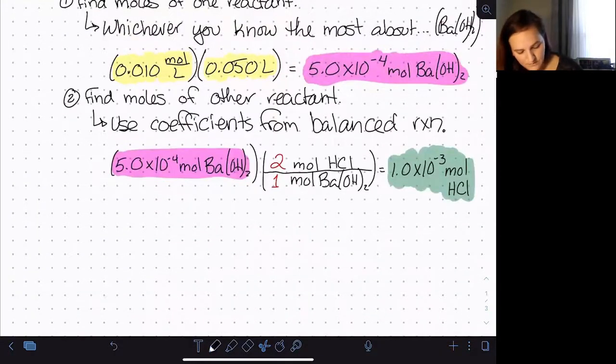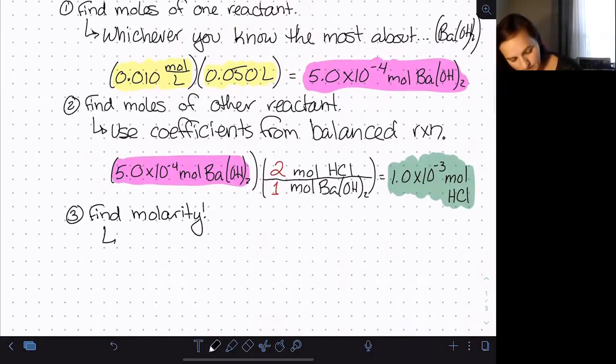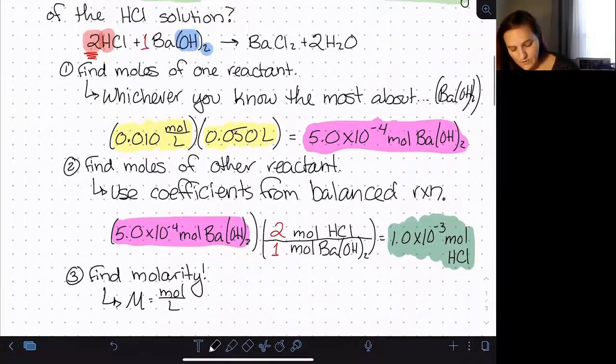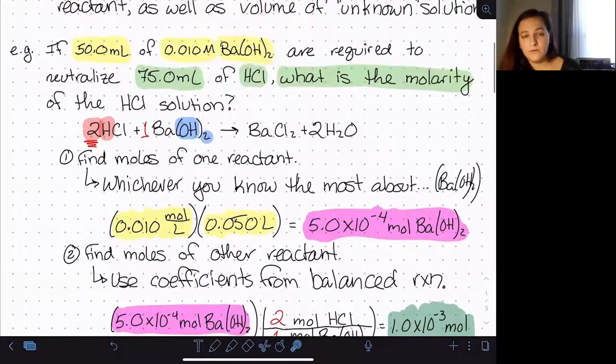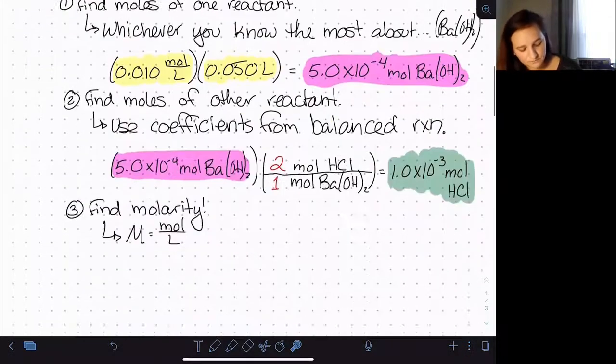And the last thing we need to do is find the molarity that we are interested in here. So remembering that molarity is just moles divided by liters. We're looking for the molarity of HCl in this problem. We just found the number of moles of HCl, and we already knew the volume of HCl from back at the beginning of the problem.